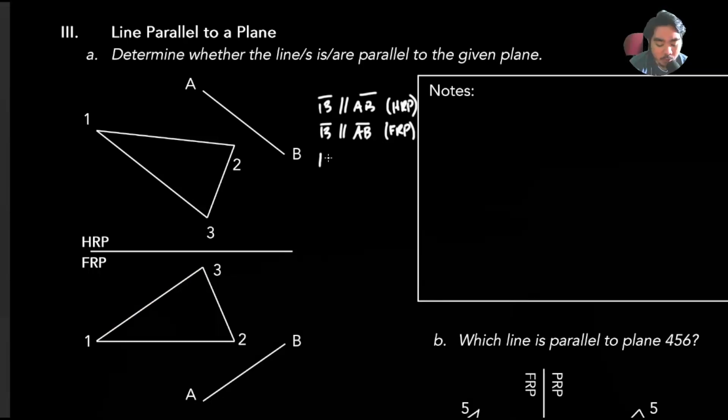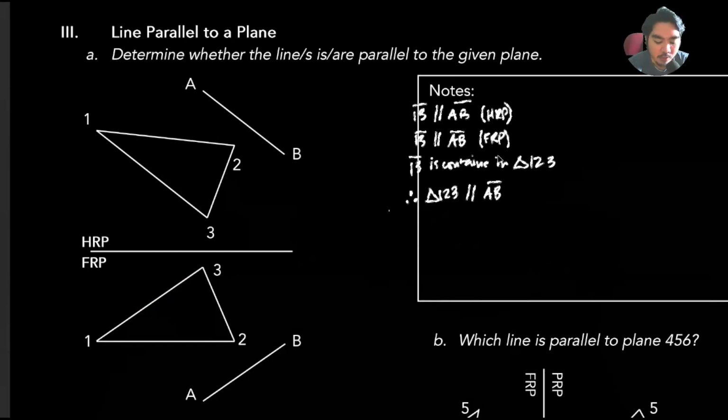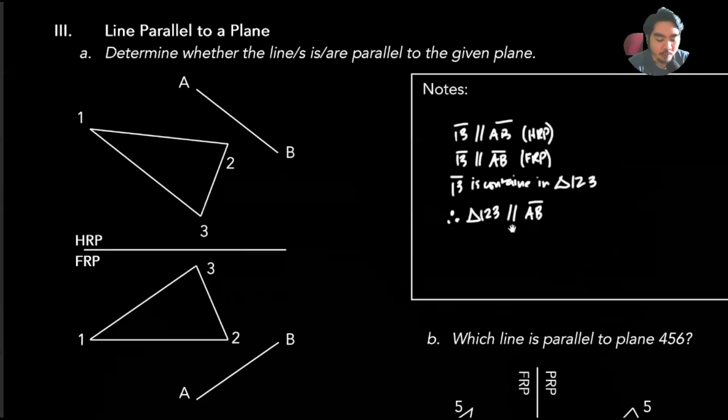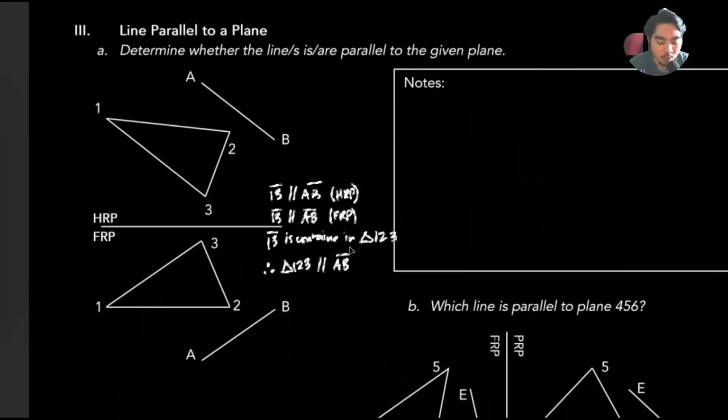Tapos ito, minsan hindi na sinusulat to, no? Pero ako, I like to place it. 1, 3 is contained in triangle 1, 2, 3. Therefore, 1, 2, 3 is parallel to, truly parallel to AB. Parang ganyan. So, you can state it like this, no? And lipat ko na lang to, lagay ko sa notes na lang. Yan. Lagay ko dito. Para to prove, ito yung proof natin.